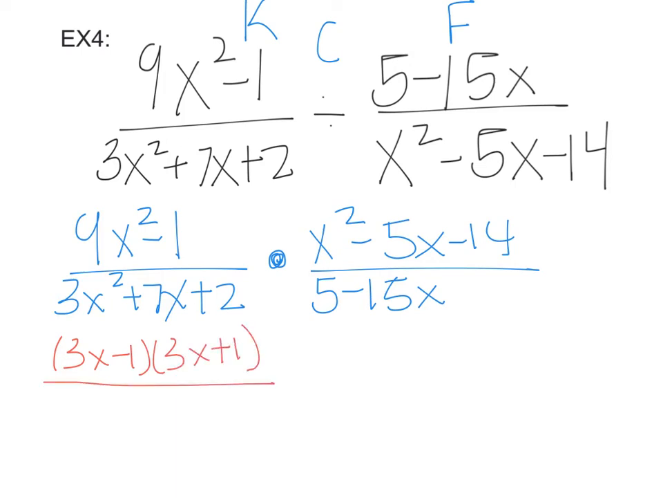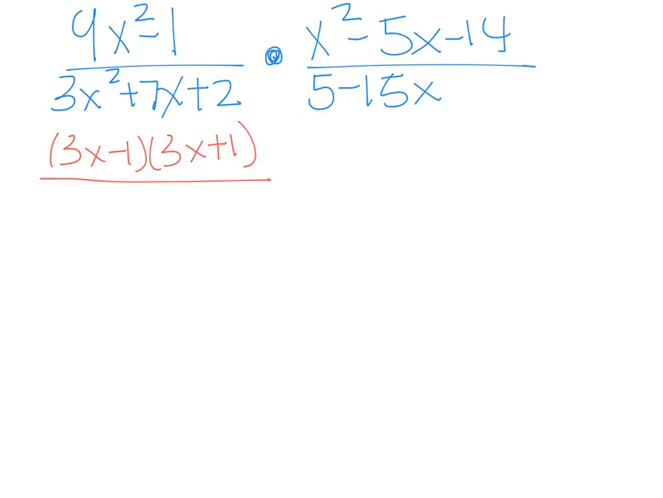Okay, so now in the bottom, I look for a GCF. 3, 7, and 2 do not have anything in common, and then the 2 doesn't have an x, so I can't bring an x out. So this is a trinomial where there's no GCF, and the leading coefficient, 3, is bigger than 1.